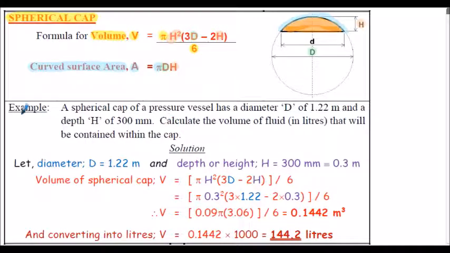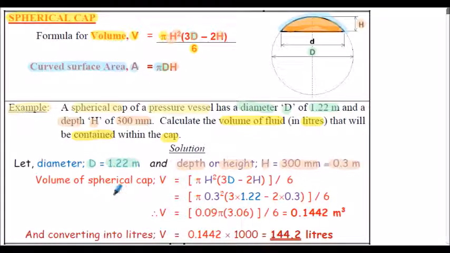Let's consider an example. A spherical cap of a pressure vessel has a diameter uppercase D of 1.22 meters and a depth or height h of 300 millimeters. We've got to calculate the volume of fluid in litres that will be contained within the cap. Extracting information from the question, diameter D is 1.22 meters. Notice that the depth or the height of the spherical cap h is 300 millimeters in the question. And I've converted that to meters here, 0.3 meters.